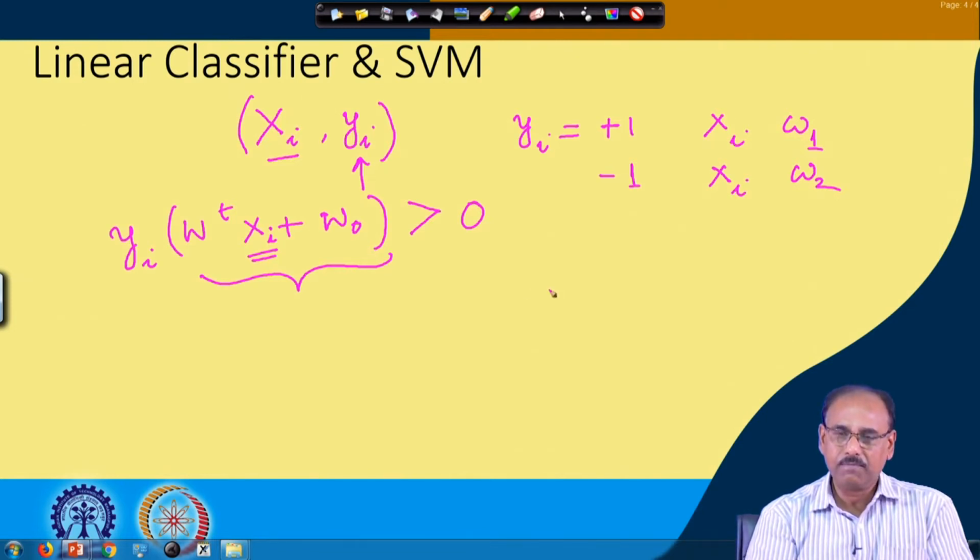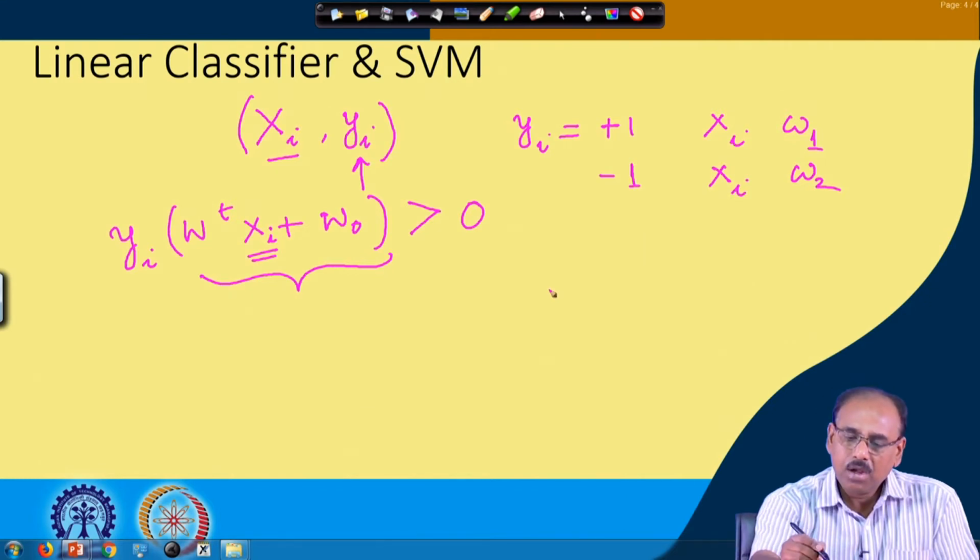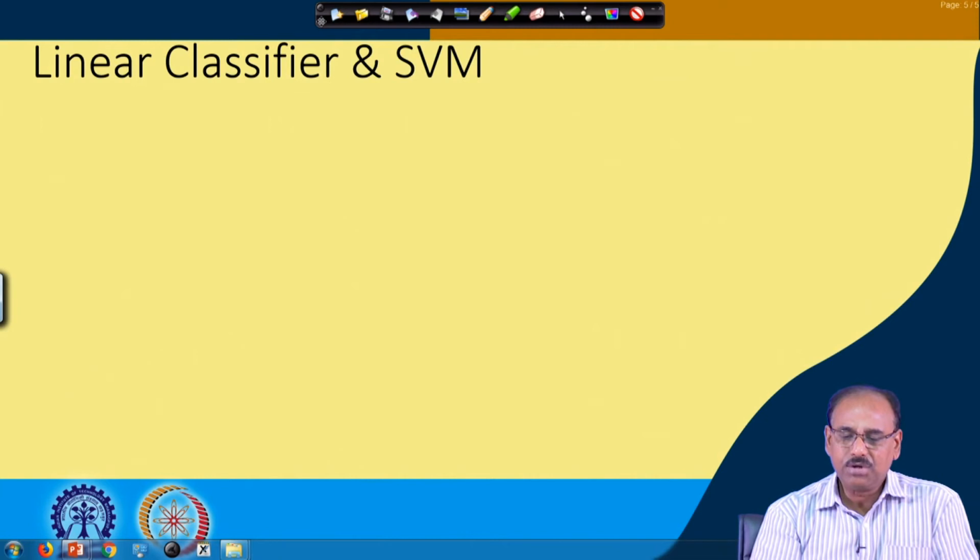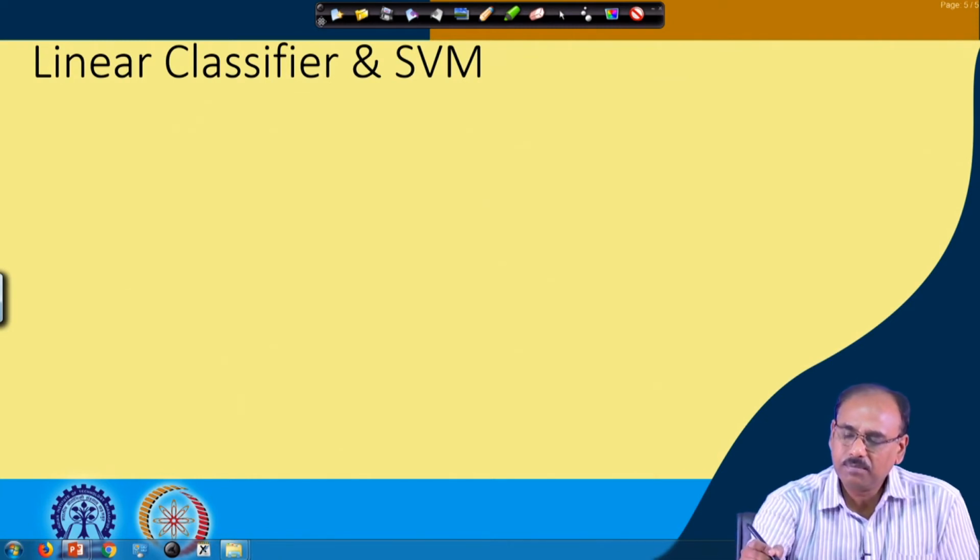So, while designing the support vector machine or while designing the linear classifier, we have taken advantage of this. So, for any x I, when y I times W transpose x I plus W naught was less than 0, we had taken that particular W and W naught could not classify x I properly. So, the vectors have to be modified, and that is how we have designed the linear classifier and also the support vector machine.